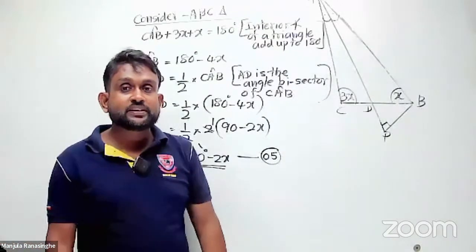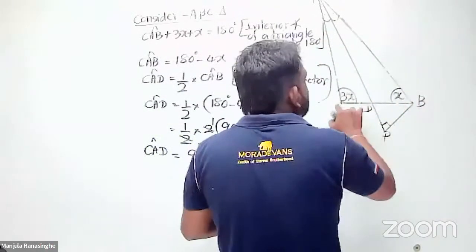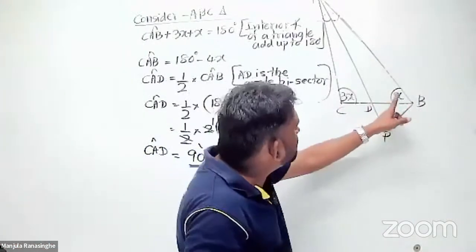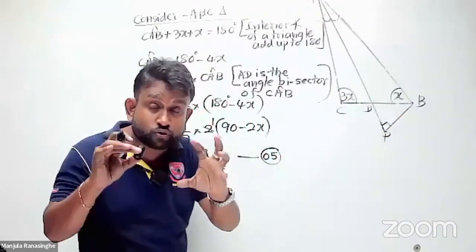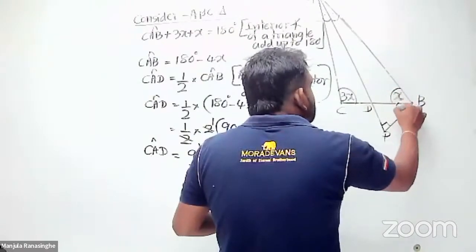Show that ABP is bisected by BC. Bisector means by BC, this is x, this to be also x. So our target is to show the bisecting, is to show that if it is x here, also x.